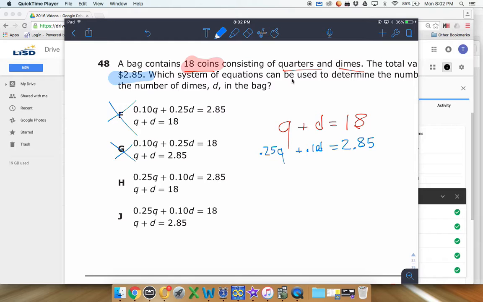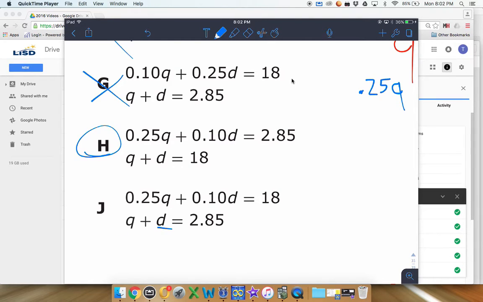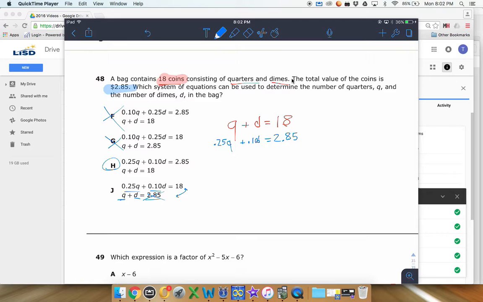So trying to see here. Oh, okay, so yeah, it's got to be H. The reason it's not J is because they have just the numbers adding up to the 285. We don't like that, so they have these numbers switched around. And obviously the value can't add up to 18. They didn't say it added up to $18. It said it added up to $2.85. So H is definitely our best option there.